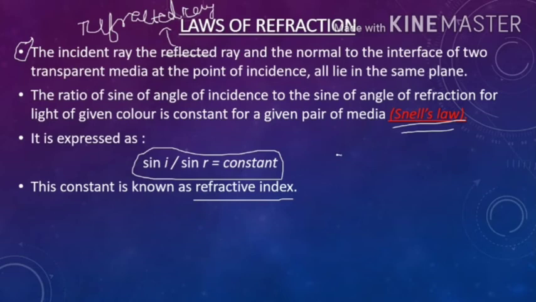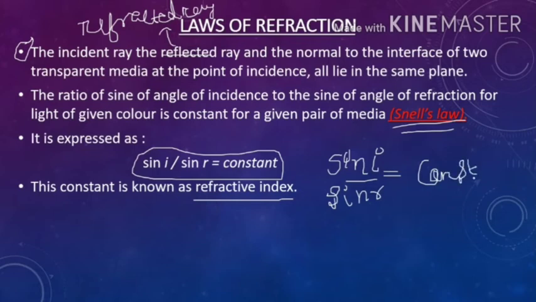So sin i by sin r equals a constant. It's not a variable, it is a constant. The constant of this proportionality is referred to as refractive index. It is clear, laws of refraction is clear.